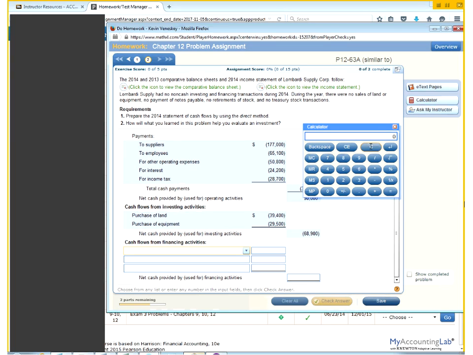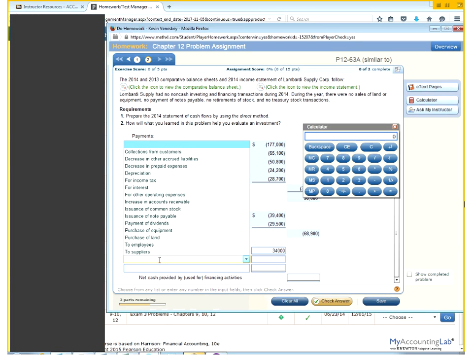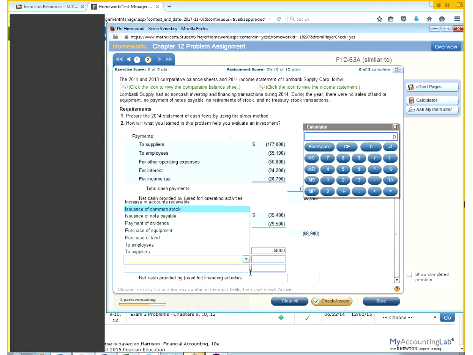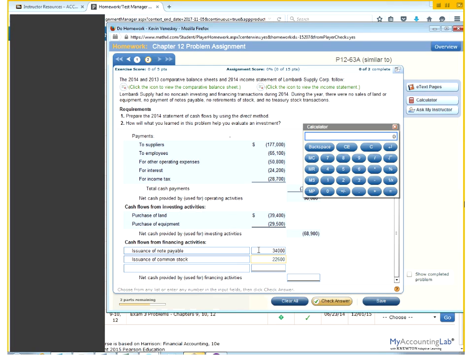My note payable went up for the year, and it's telling me everything involved cash. So if my note payable went up, that means I got money. I took out a loan. So for the issuance of a note payable, I received $34,000, and that was actual positive money. The next thing I have is common stock. Common stock was issued for $22,600. So I got money.